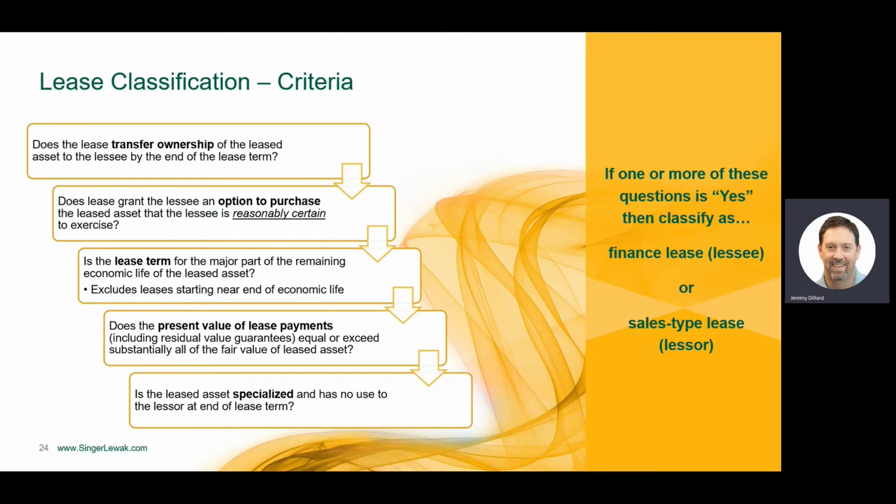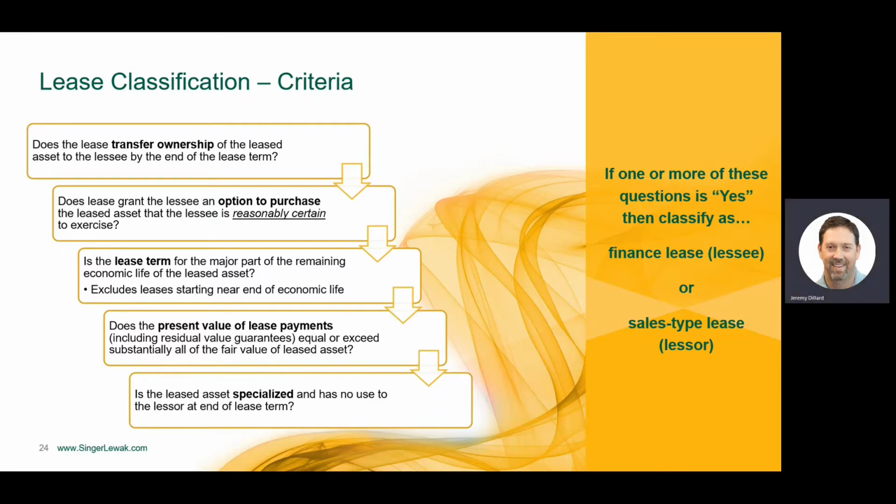This is similar to the old bargain purchase option in ASC Topic 840, but now the threshold of, quote, reasonably certain makes it a higher bar. And we'll discuss this later in more detail. Third, is the lease term a major part of the remaining economic life of the asset? Similar to the old rules in Topic 840, an entity excludes this criteria if the lease starts near the end of the economic life. This is similar to the old rule that had a 75% bright line threshold.